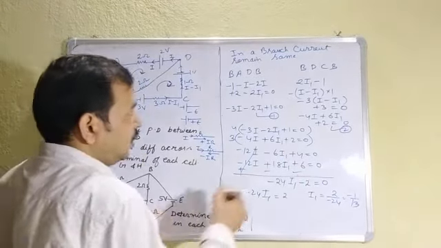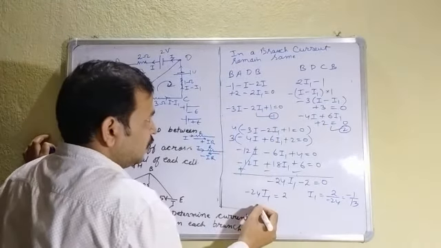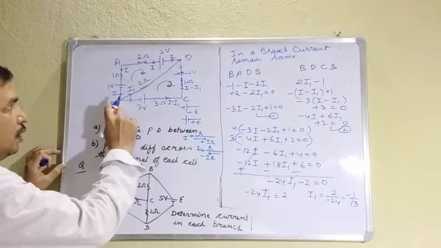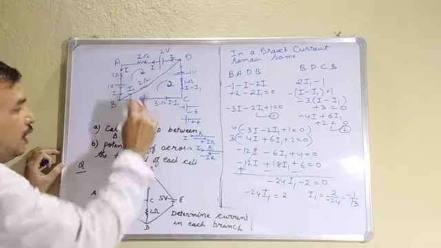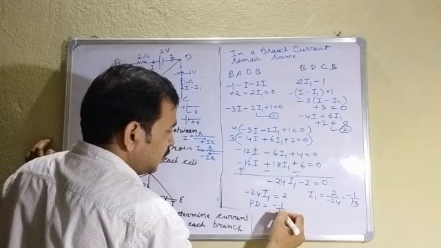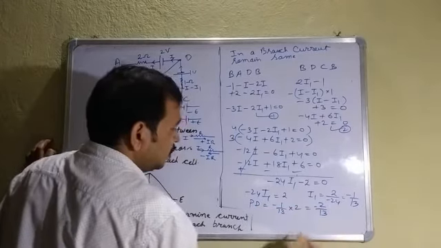So when you got the value of I1, you can find I. So what is the first question? Potential difference between B and D. So what is I1? That is minus 1 by 13, and IR. So potential difference is minus 1 by 13 into R, that is 2. So minus 2 by 13.